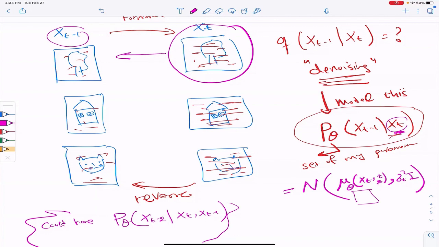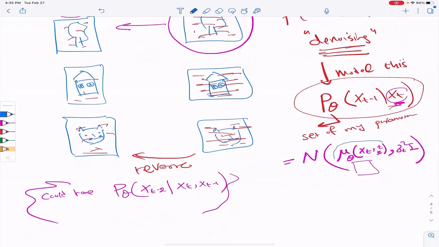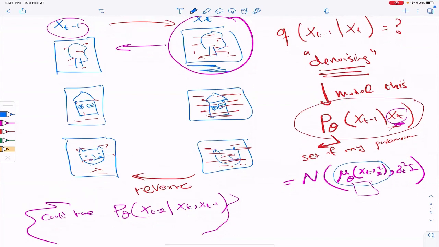Yes? Is the output of mu going to be a single number? It is an image. Because basically, intuitively, let's think about it. This mu takes one of the samples that you have, and it tries to recover a little bit of a less noisy sample. It will have the same dimension as your original input sample.